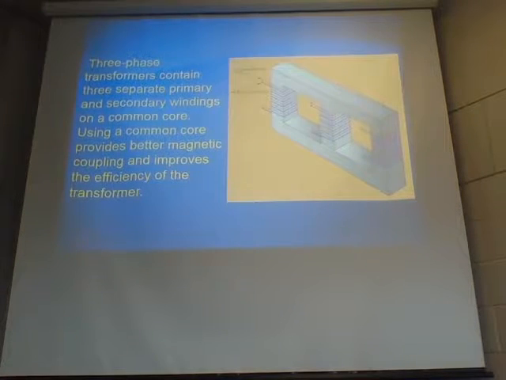So a little bit more, three-phase transformers contain three separate primary and secondary windings on a common core. Using a common core provides better magnetic coupling and improves the efficiency of the transformer. So here the primary winding is red, secondary winding is blue. On each one of these, we've got the primary and secondary windings.